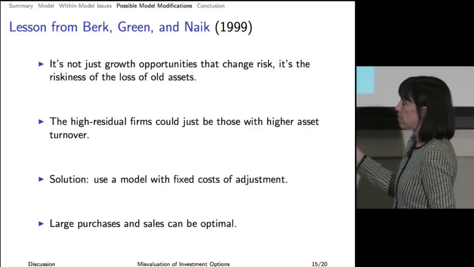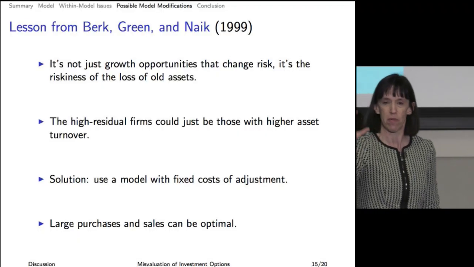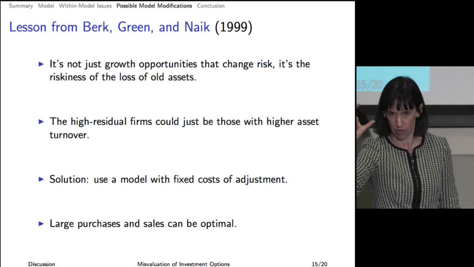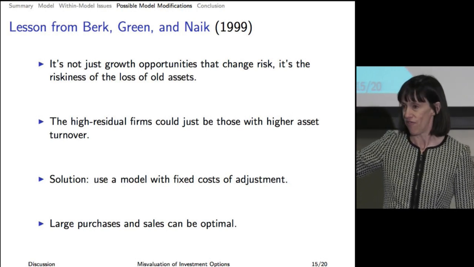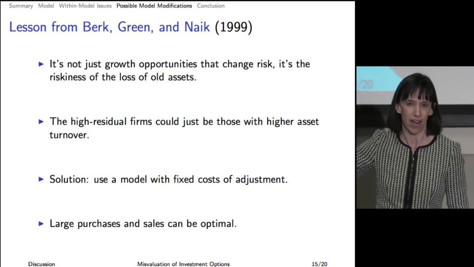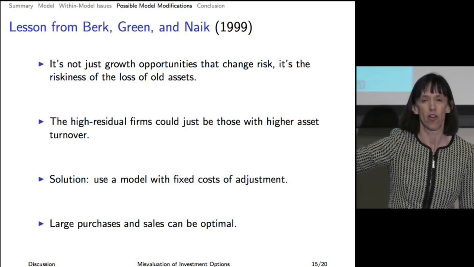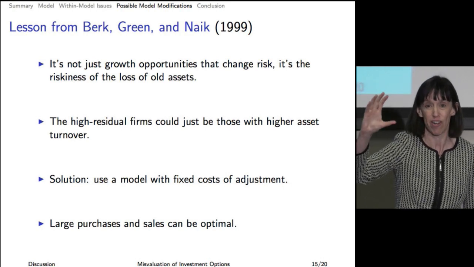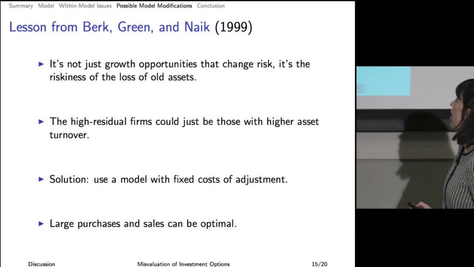That would also be easy to fix. You just put a fixed cost of adjustment in there. You have optionality on the upside, optionality on the downside. They have different risks. That would work. Why might that be causing problems? That might be causing problems because remember, what's a misvalued firm? It's a firm that has a high residual in a regression. So if the Berk, Green, and Naik model is the real model, then those high residual firms might have a lot of risk. That's the problem.